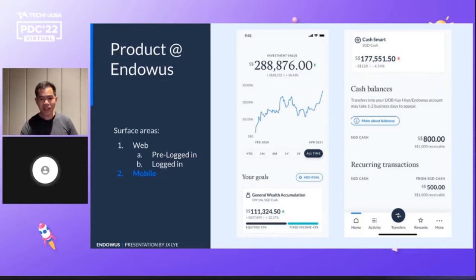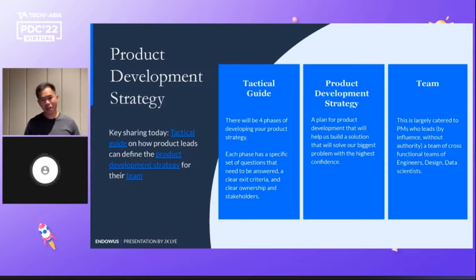And so, with the introductions out of the way, I just want to jump in today to talk about what is a product development strategy. The key point that I want to share with everyone today is a tactical guide on how product leads can define the product development strategy for their team. And I just want to highlight three parts in the key sharing today. This will be a tactical guide, so feel free to take screenshots as you go along the way.